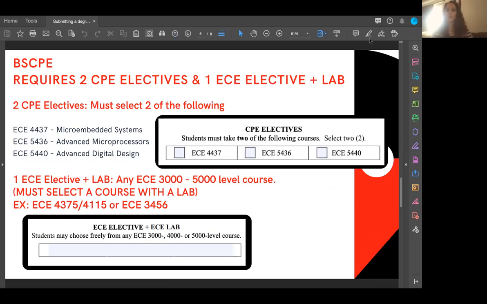So the computer degree plan is a little bit simpler. It's not as flexible with the electives. The CPE degree plan requires 2 CPE electives and 1 EC elective plus lab.